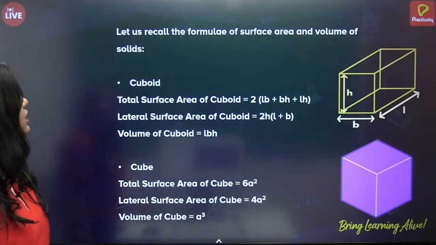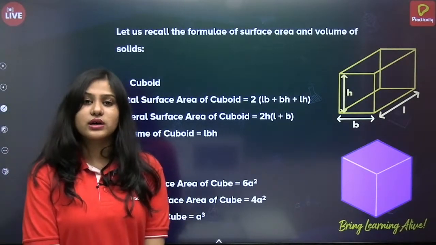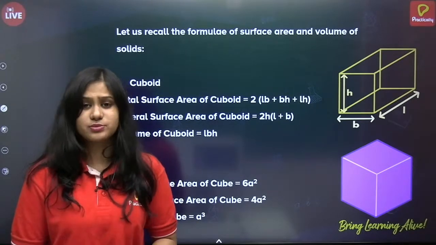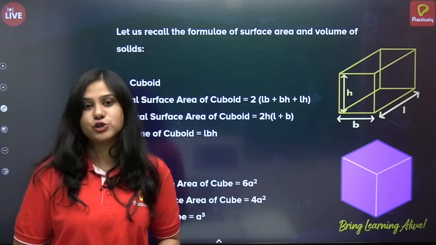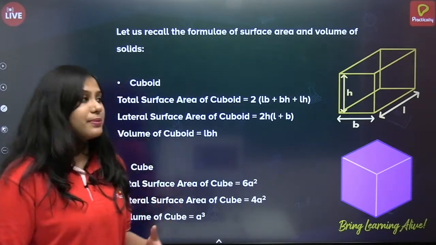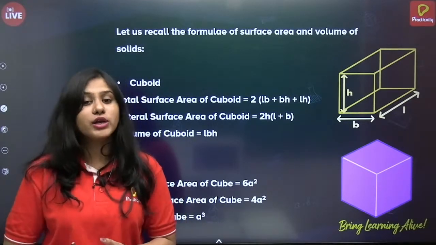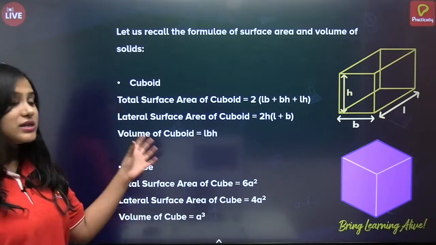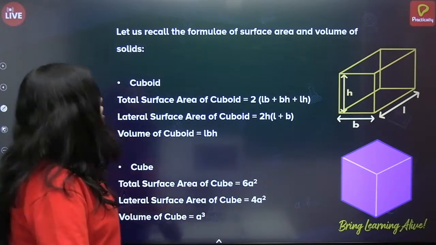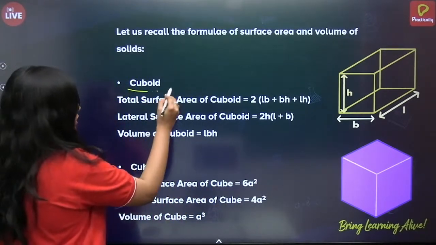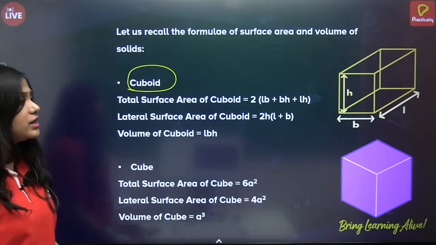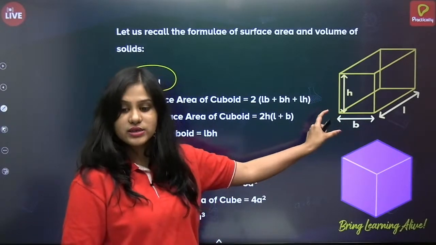Next. So now we are done with a brief explanation of what is a combination of solids. To understand better, we need to know the formulae of all the solid figures which we are going to discuss today, correct? So let us revise one by one. So first is cuboid. What's a cuboid? Here you see this figure, correct?